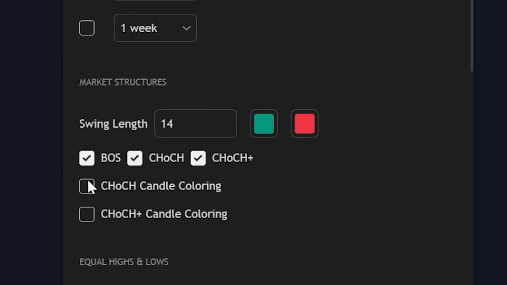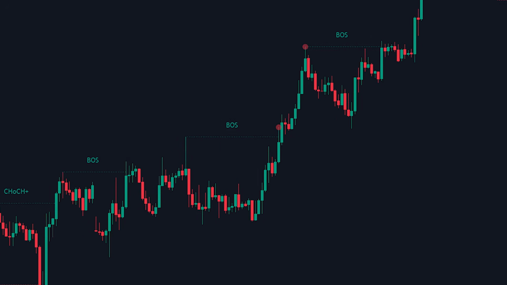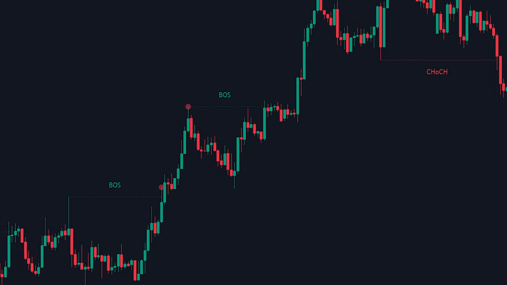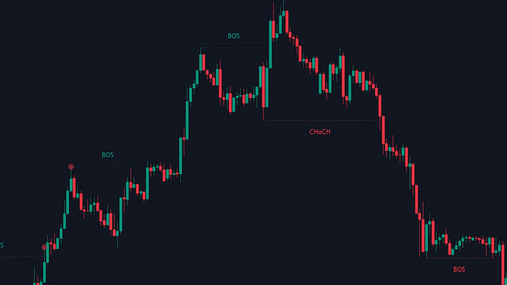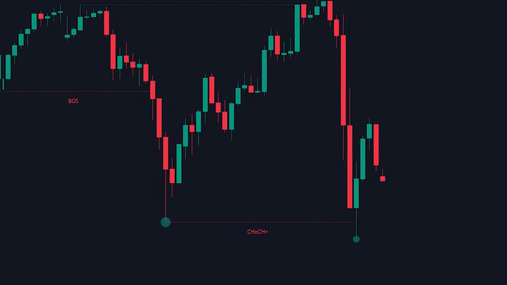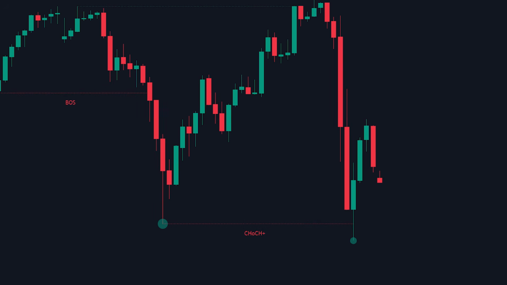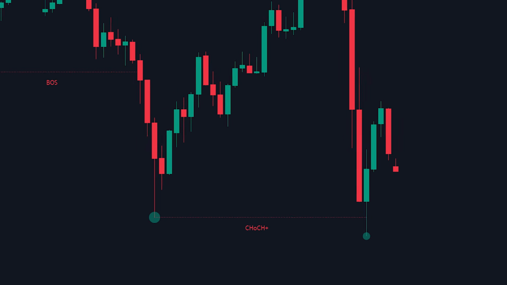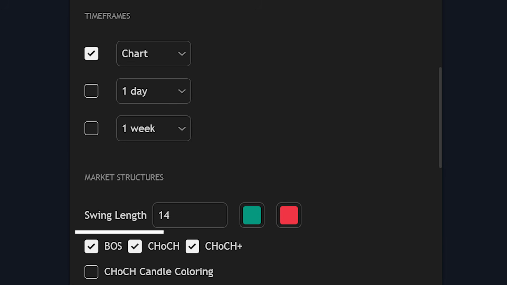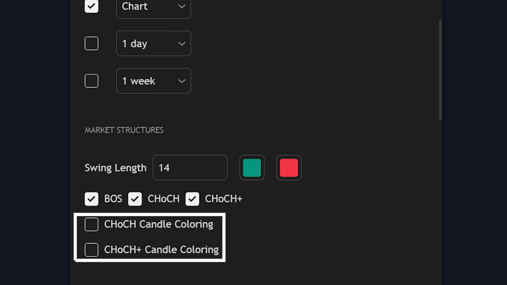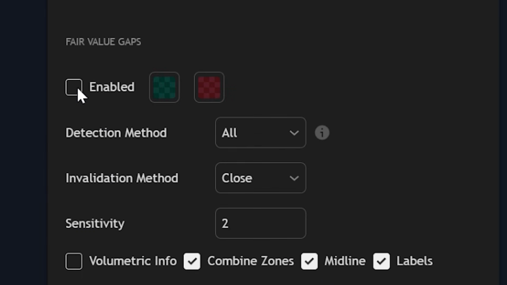Turn on market structures. The toolkit labels every BOS and every chalk automatically using candle closes exactly like our rule. But here's my favorite part. It also detects the chalk plus, which is that stronger version we talked about, where price fails to make a new higher low before shifting. The toolkit has a dedicated label for it. The swing length setting controls how significant the pivots are. And you can even have candles colored according to the most recent chalk plus, so the current bias is readable at a glance. Finally, enable fair value gaps.